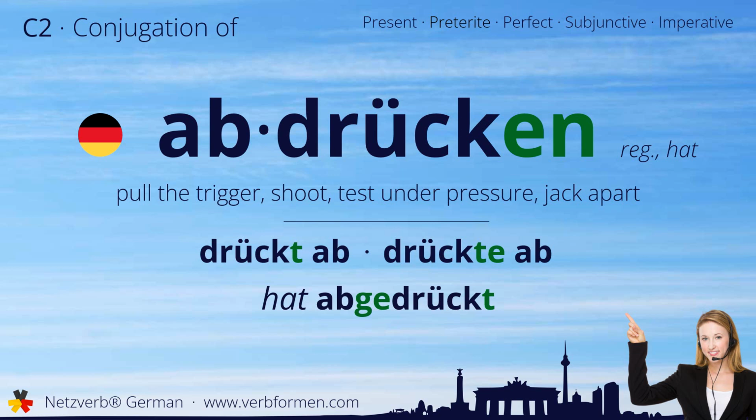Today we're going to learn how to conjugate the German verb abdrücken. Watch and listen to the forms carefully. Let's start with the stem forms. Drückt ab, drückte ab, hat abgedrückt.